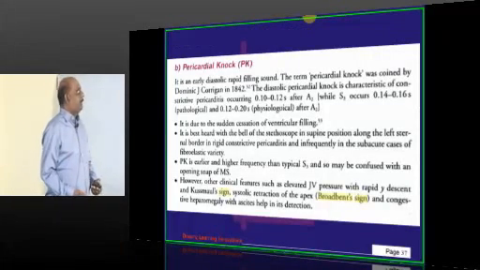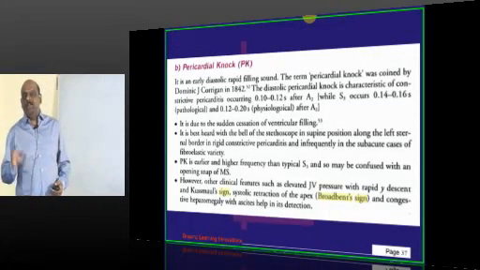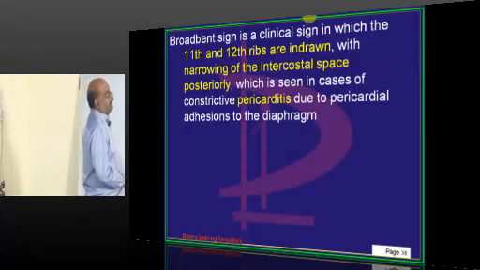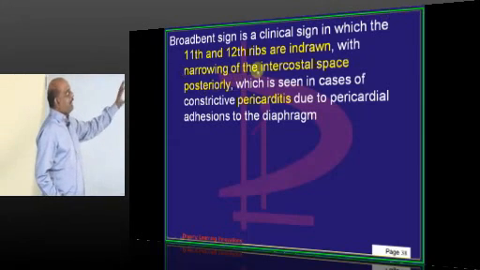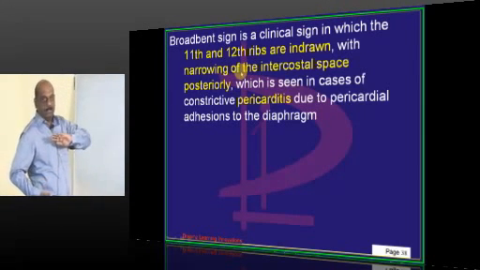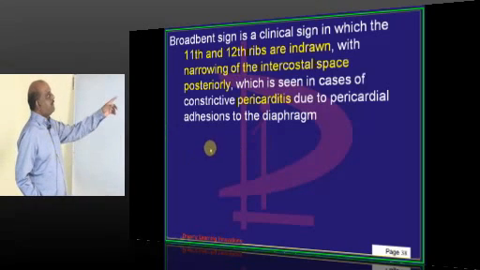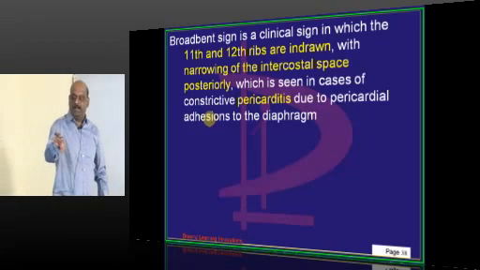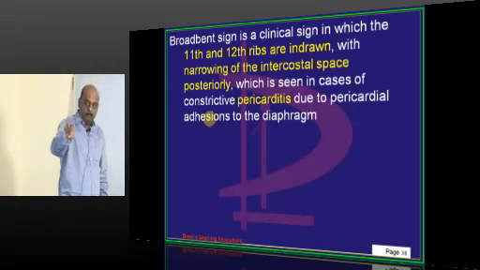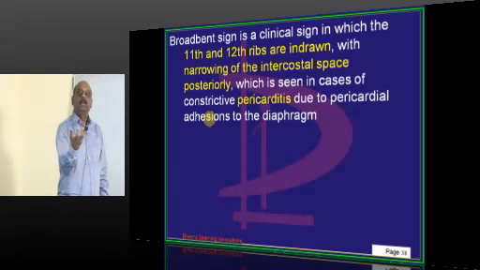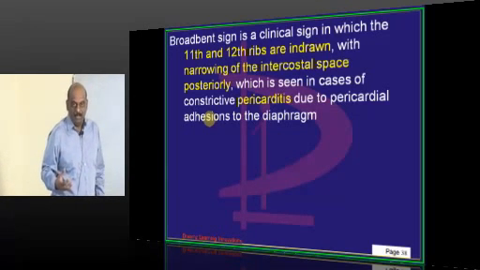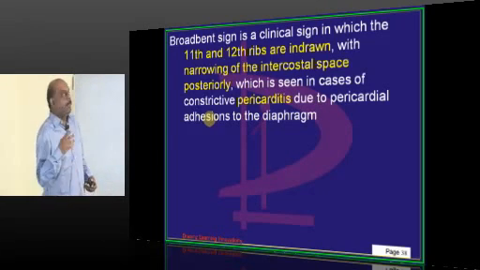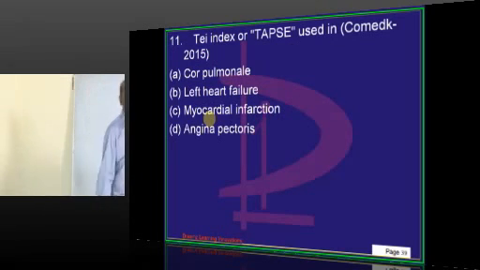What is Broadbent sign? Constrictive pericarditis classically leads to a pericardial knock. That all of us know. Then the 11th and 12th ribs in constrictive pericarditis become indrawn and there is a narrowing of the intercostal space because of the pulling effect caused by that constricted pericardium at the time of inspiration. It leads to intercostal narrowing, which is classically called the Broadbent sign, is what needs to be remembered.